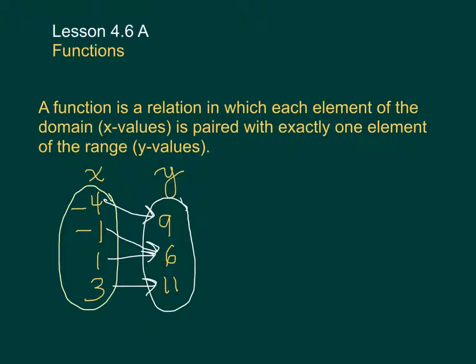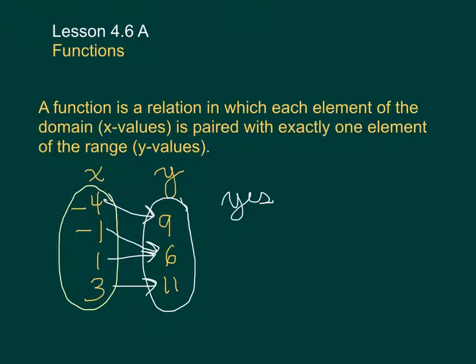Okay, so in this example, with a mapping that we have here, we can see that yes, this is a function. We can tell this because every x value only has one y value associated with it. So, for instance, even though -1 and 6 go together and +1 and 6 go together, that's okay. We didn't have an x value that went to more than one y value.